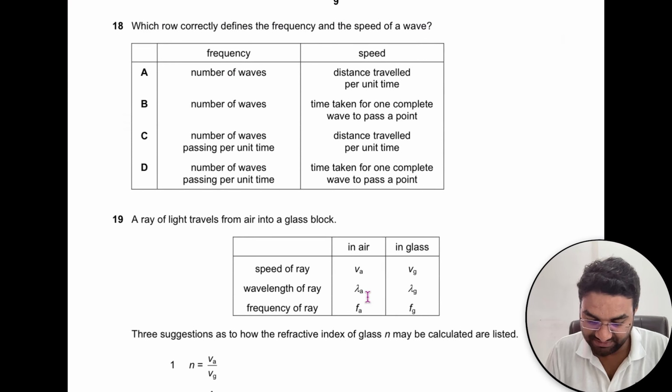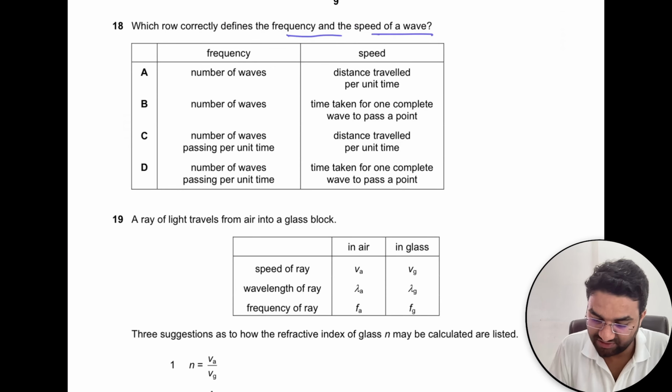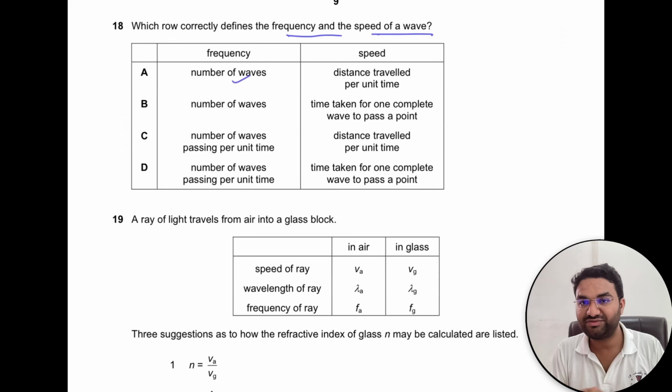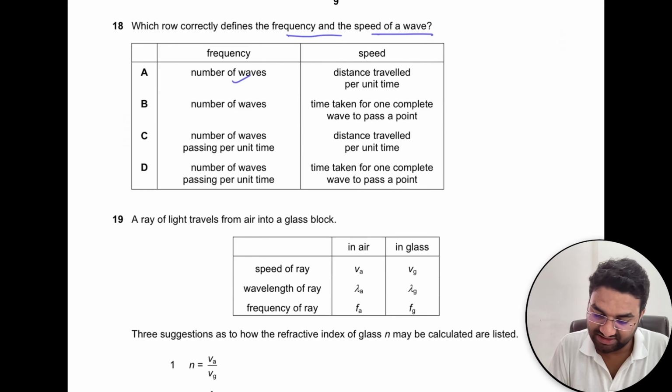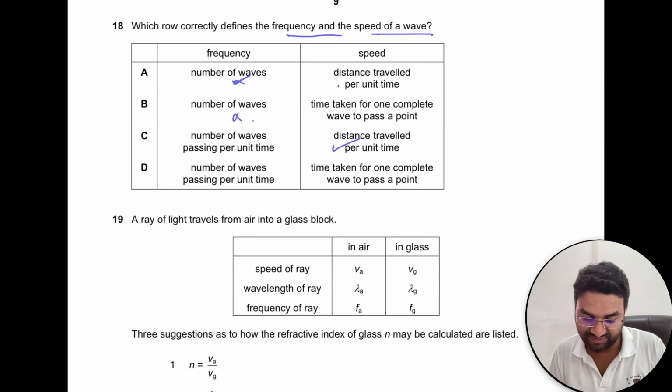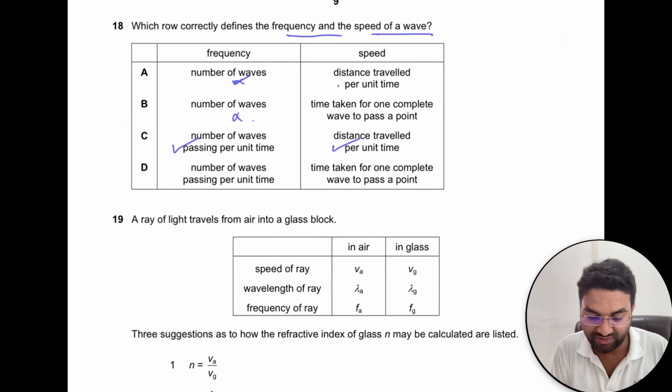Then the next one is which row correctly defines the frequency and the speed of a wave. Frequency is basically number of waves per unit time, right? And the speed is basically distance traveled per unit time. That's the definition of speed. So here the number of waves gets cancelled out. This is true, but here we have distance traveled per unit time and number of waves passing per unit time. So correct option C.